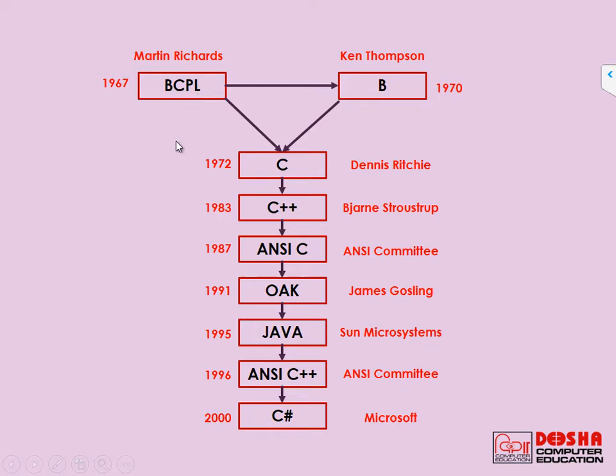Martin Richards developed a basic computer programming language in 1967, and Ken Thompson wrote another language in 1970, which was called the B language. Derived from BCPL and the B language, Dennis Ritchie, the inventor of the C language, developed another language, and it was named the C language. Right now you can see the C language has a major impact on Java and C Sharp also. Even today's languages, Java, C Sharp and so many others, are derived from C itself.